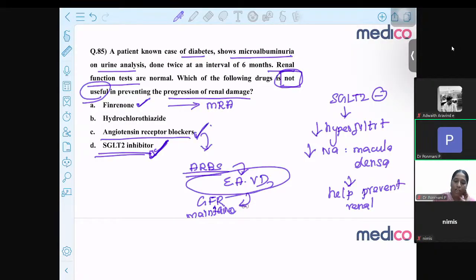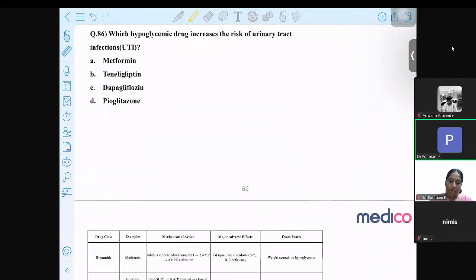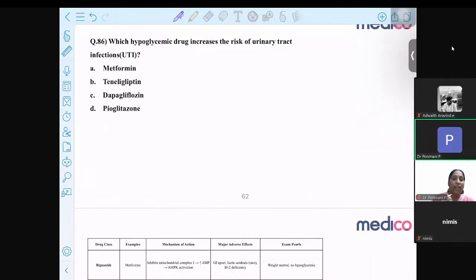And what is the one which is not useful? It is this diuretic, which is a thiazide diuretic, hydrochlorothiazide. So this is the answer. Now moving into the next question. This is also a very familiar question. We have seen this frequently.